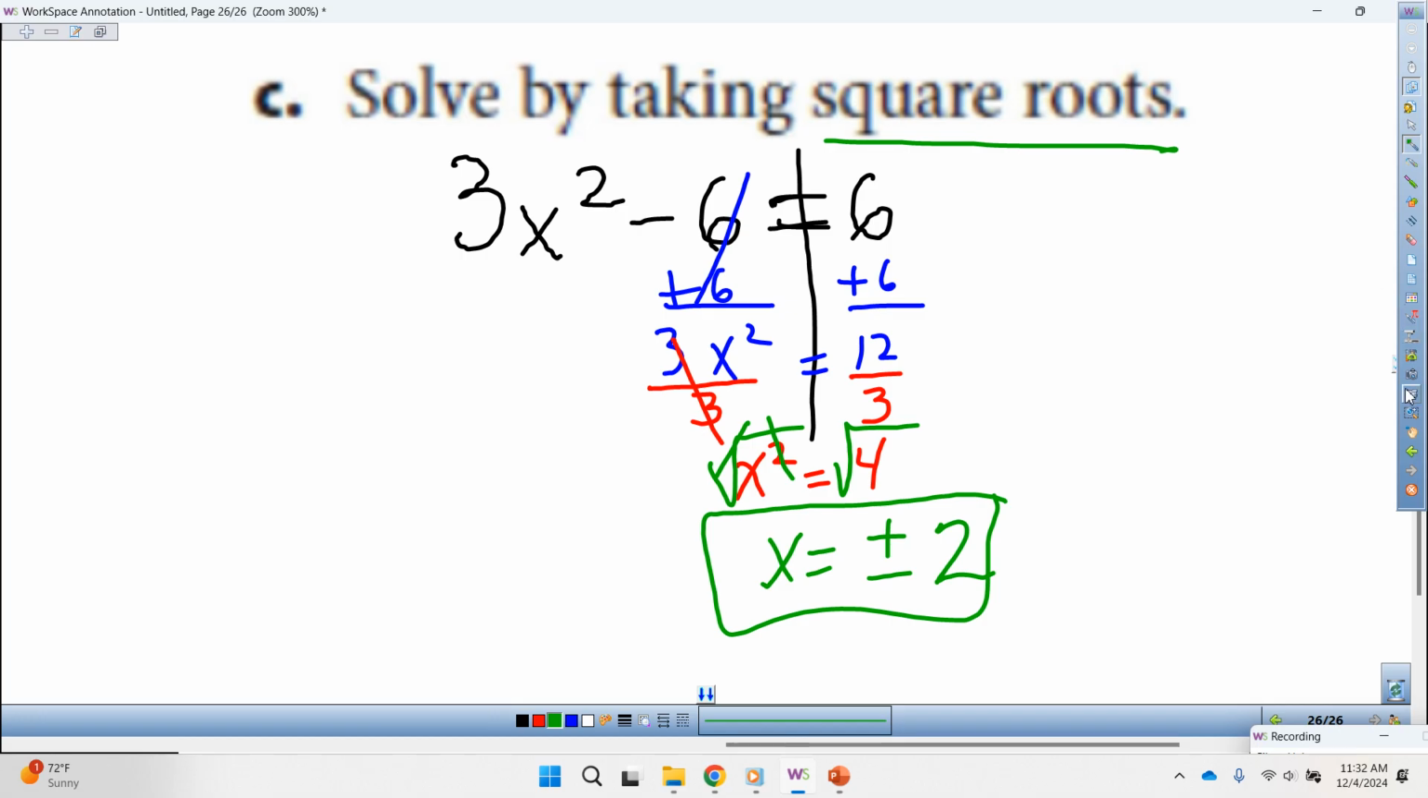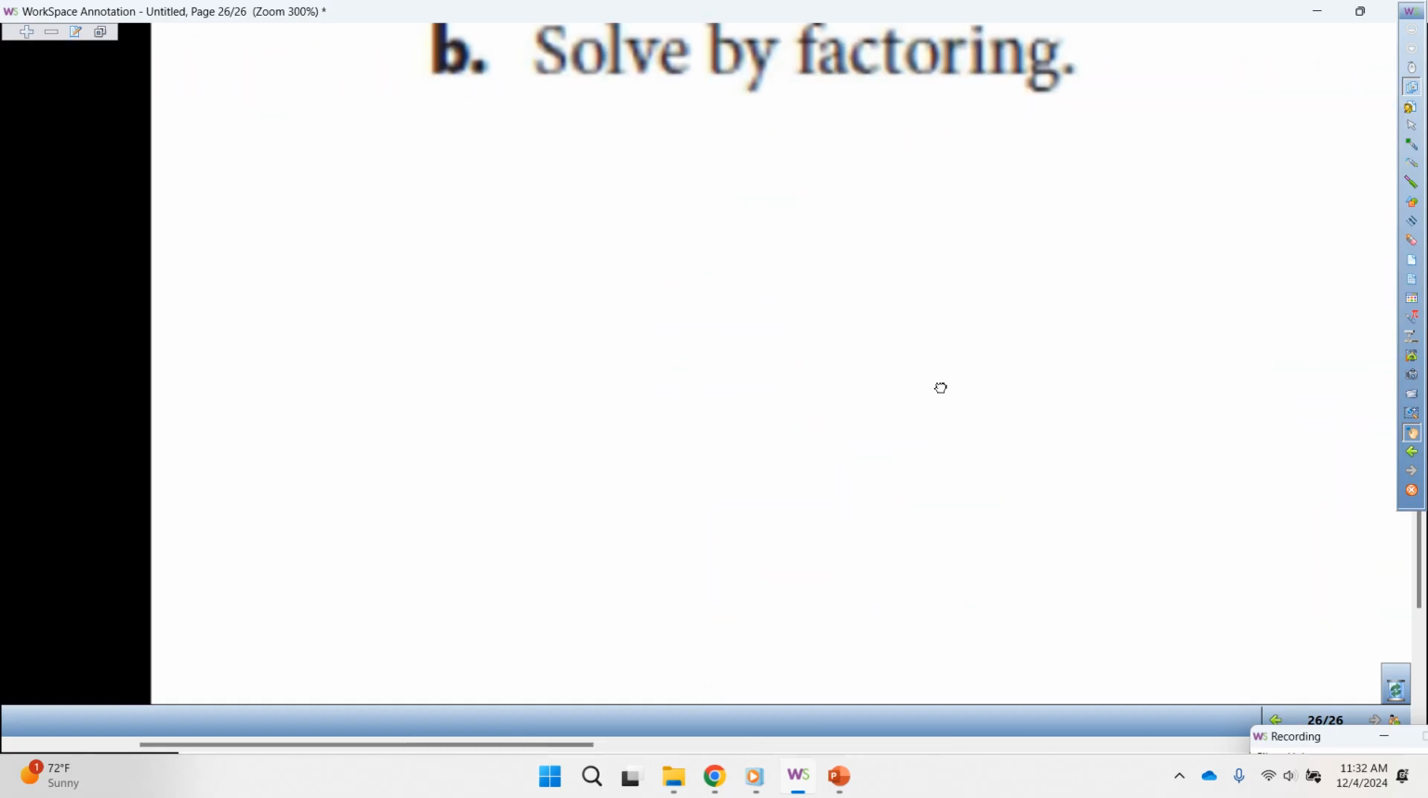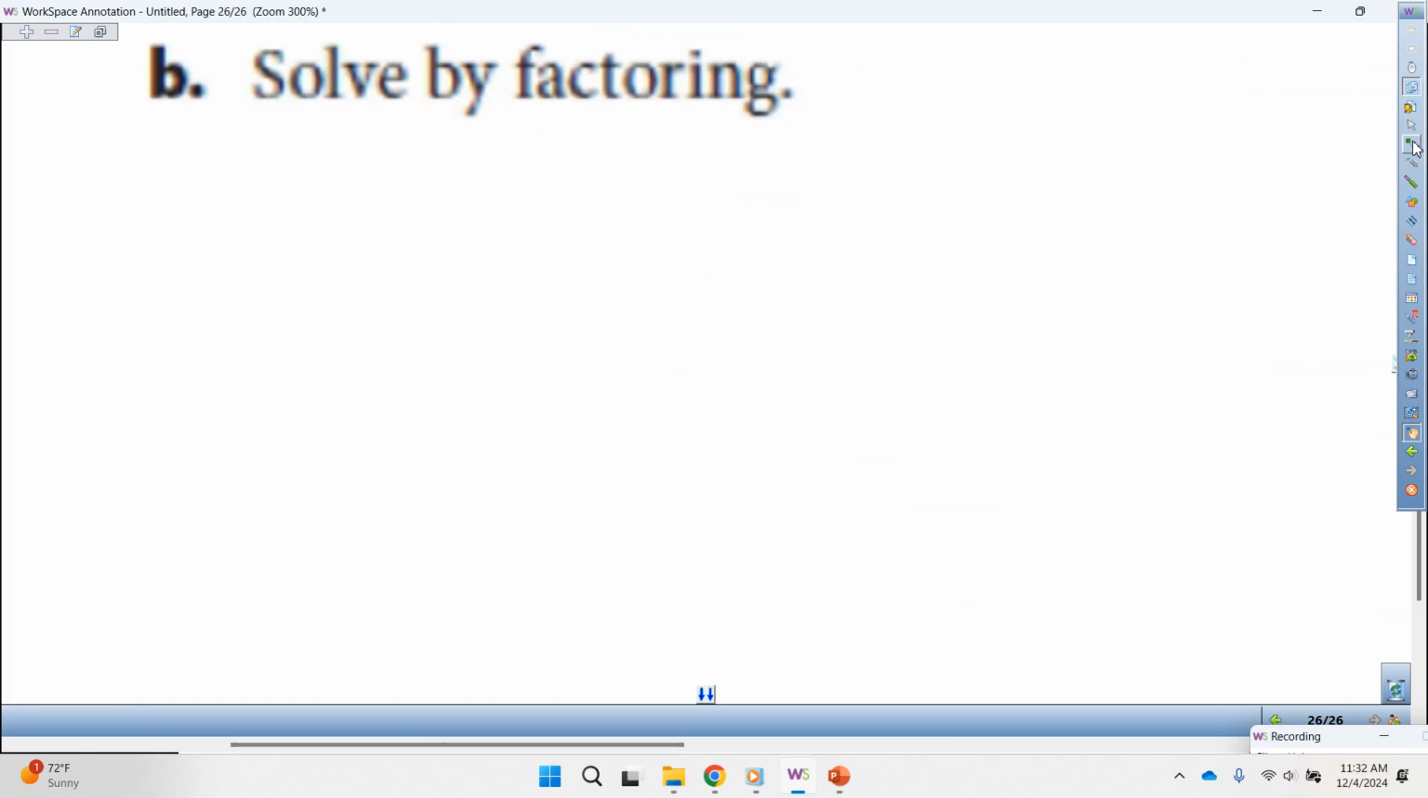Let's go now by factoring. So let's write the equation again underneath where it says by factoring. 3x squared minus 6 equals 6. All right, for this one, we need to set it equal to 0. So tell your neighbor what to do to set it equal to 0.